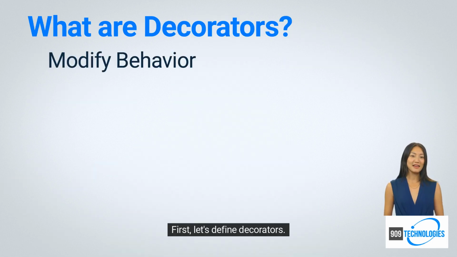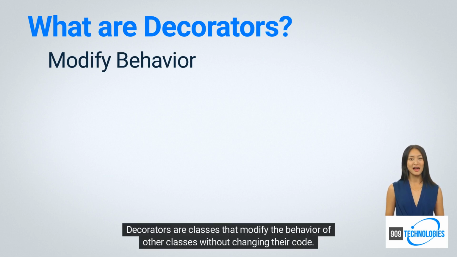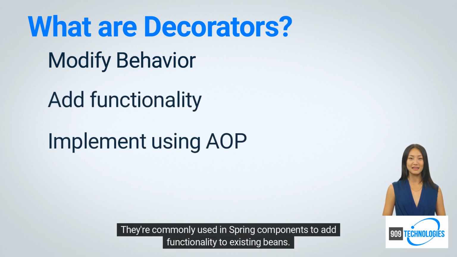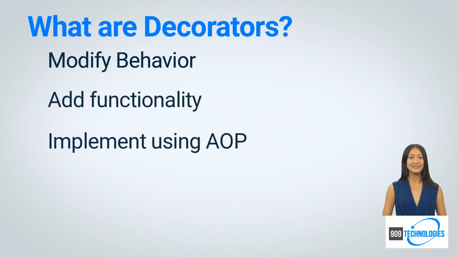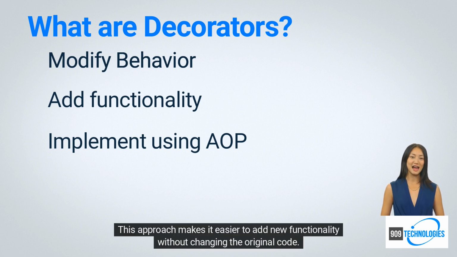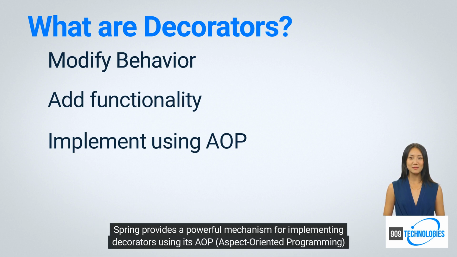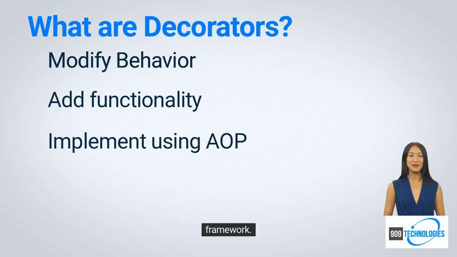First, let's define decorators. Decorators are classes that modify the behavior of other classes without changing their code. They're commonly used in Spring Components to add functionality to existing beans. This approach makes it easier to add new functionality without changing the original code. Decorators are commonly used in object-oriented programming and are particularly useful in Spring Components. Spring provides a powerful mechanism for implementing decorators using its AOP, Aspect-Oriented Programming, framework.